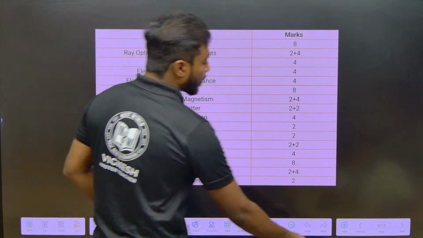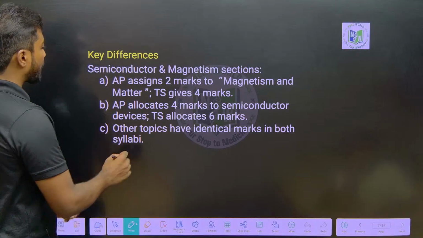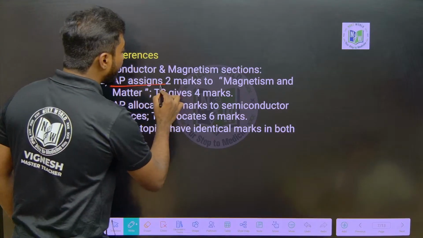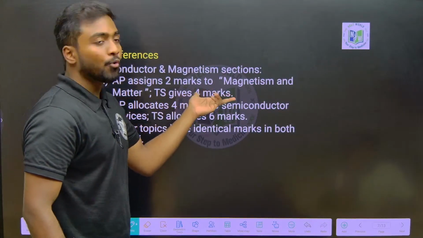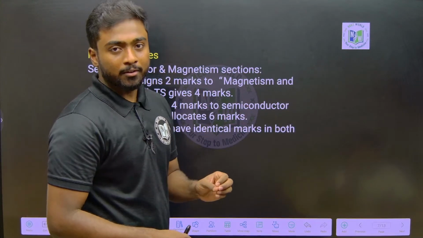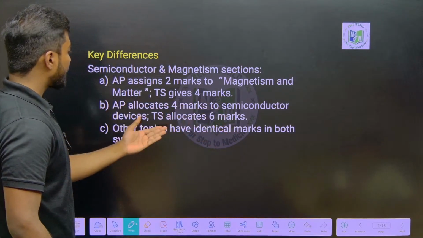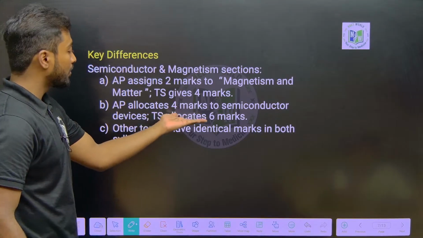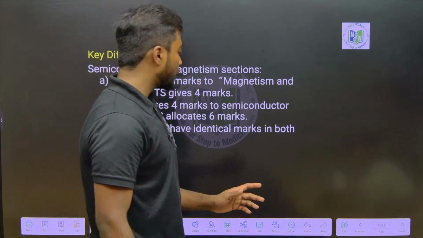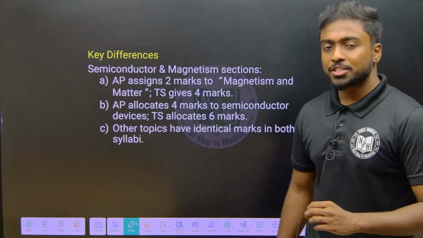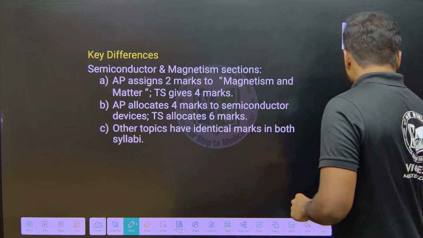When we talk about the key difference, the major difference is that AP assigns 2 marks to magnetism and matter, but Telangana assigns 4 marks, but sometimes only. And AP allocates 4 marks to semiconductor and TS, Telangana, allocates 6 marks to semiconductor. Other topics have identical marks in both syllabi. Sometimes it may change, but most of the time they will follow the same pattern only.